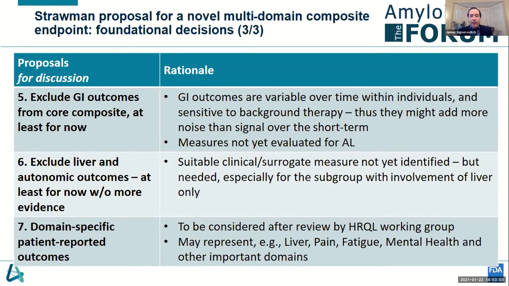And then finally, domain-specific quality of life. We suspect there would be quite valuable outcomes to include here that will probably come out of the work that Vaisali just outlined. Ideally, these would represent things like liver, pain, fatigue, mental health, domains that are not already well represented in the other endpoints that we're considering.